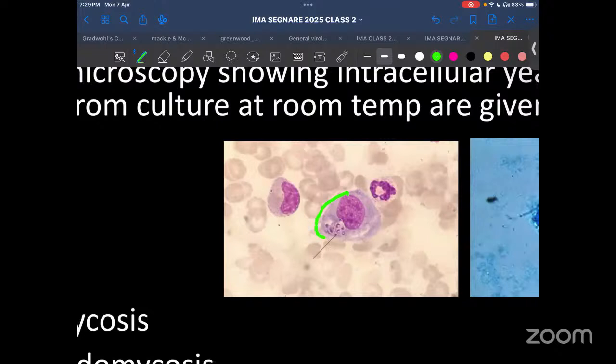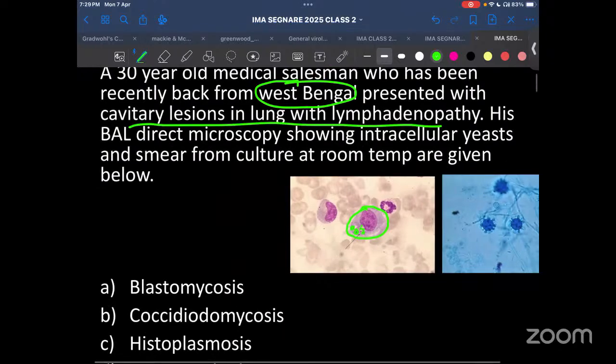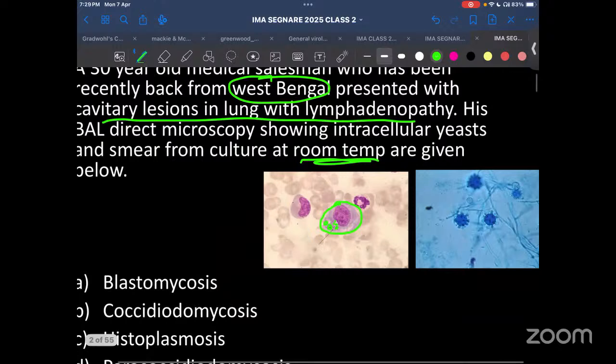So this is intracellular yeast. This is the alveolar macrophage, and inside that you can see very minute yeast that is present inside the macrophage. And also the smear from culture at room temperature is given. So we have two different types of organisms at two different temperatures.